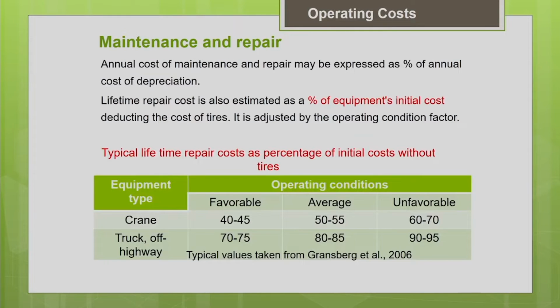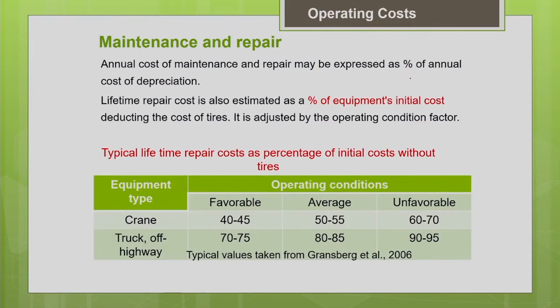Generally, the maintenance and repair cost, if you look into the literature, is estimated in different ways. In some literature, they express it as a percentage of the annual cost of the depreciation of the machine. In some cases, you can see that the lifetime repair cost is estimated as a percentage of equipment's initial cost. So, there are different ways by which you can estimate it.